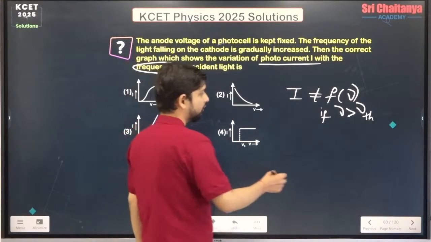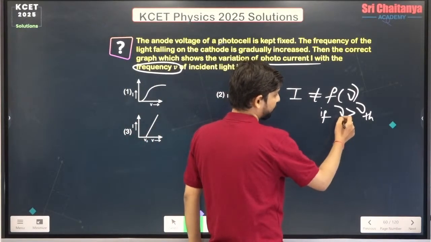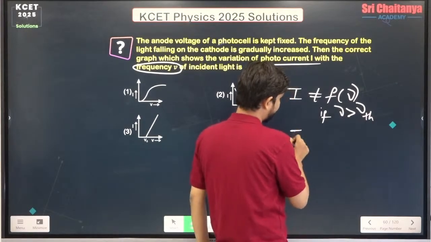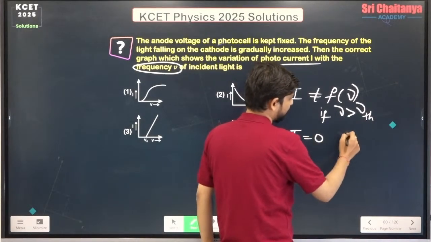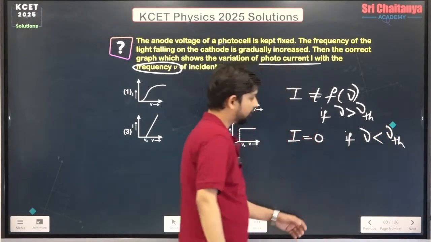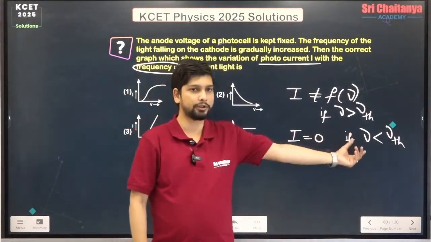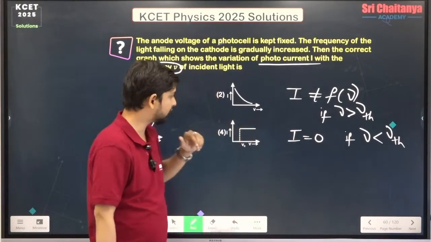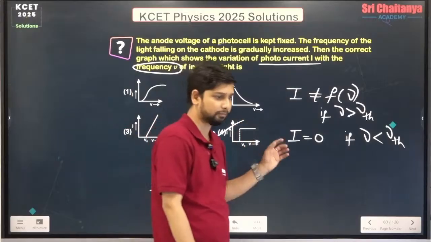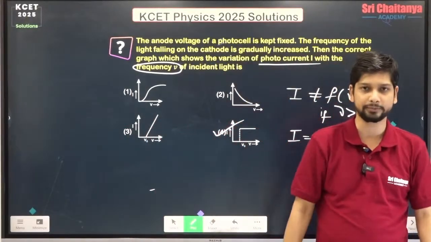When the frequency is lesser than the threshold frequency, the current is going to be 0 because there will be no photoelectric effect observed. So the correct graph will be the fourth option. It is a very logical and simple question based on an NCERT concept.